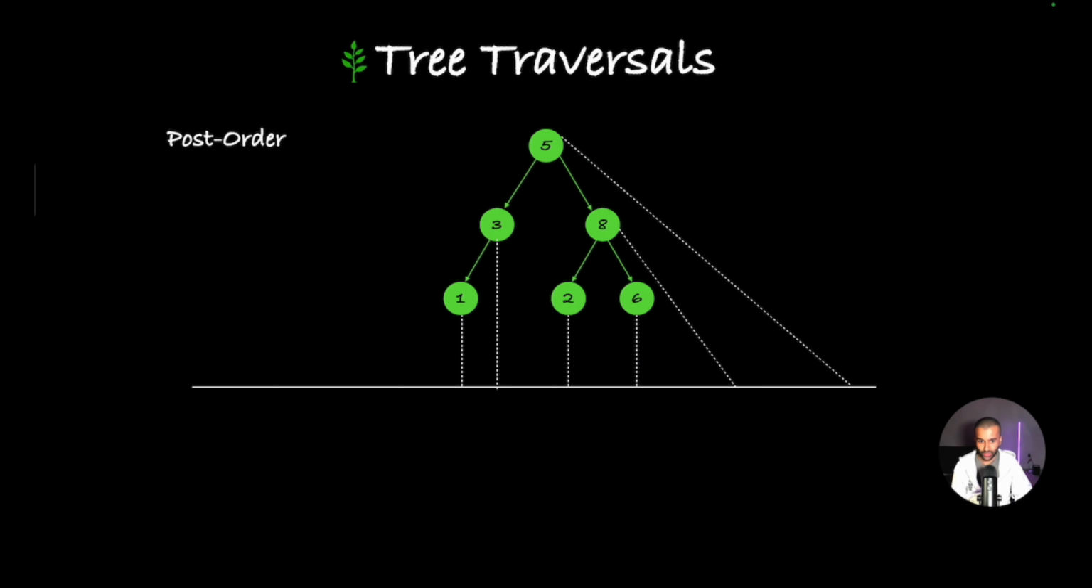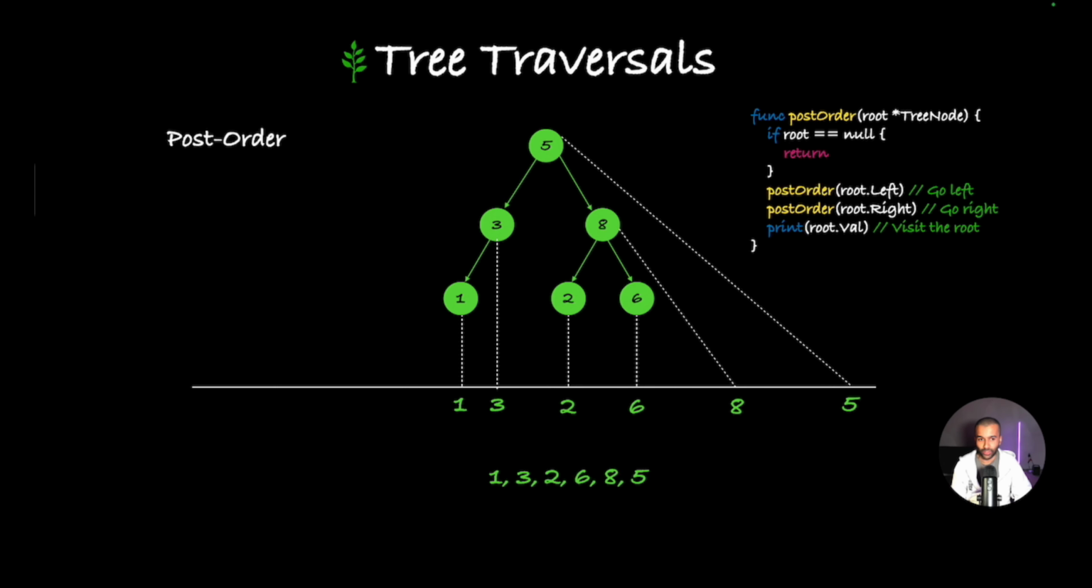And finally, we've got post order. Here, the root comes at the very last. In this example, it's going to be 1, 3, 2, 6, 8, 5. And the code, again, is very similar as the previous codes for the other 2 traversals, except you're just going to print the root's value at the very end.